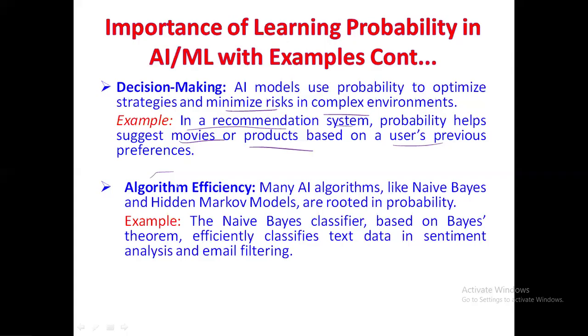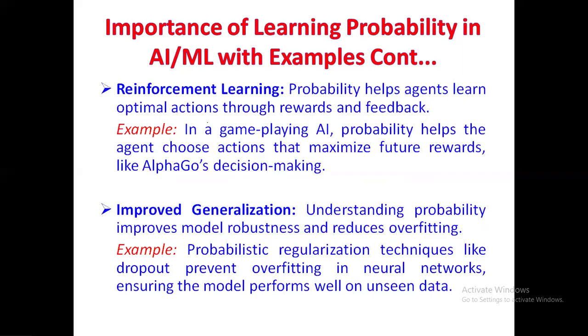Next, algorithmic efficiency. Many AI algorithms, such as Naive Bayes and hidden Markov models, are rooted in probability, enabling them to perform tasks efficiently. The Naive Bayes classifier, based on Bayes' theorem, is widely used for text classification tasks such as sentiment analysis and spam filtering. These algorithms rely on probabilistic principles to quickly analyze large data sets and deliver accurate predictions. It is also used in reinforcement learning. In game playing AI, probability helps the agent choose actions, especially in chess-like games, such as AlphaGo's decision making.